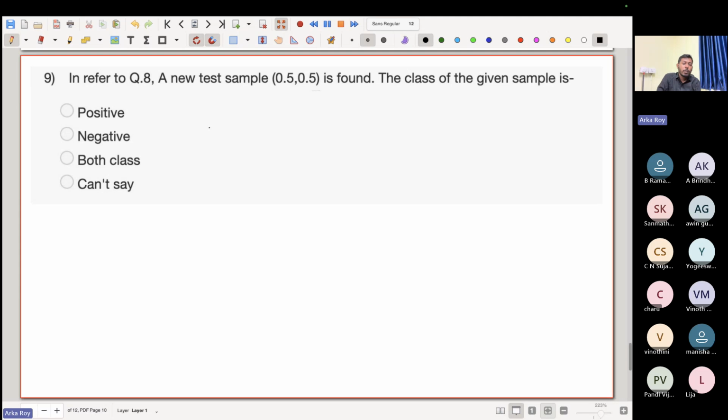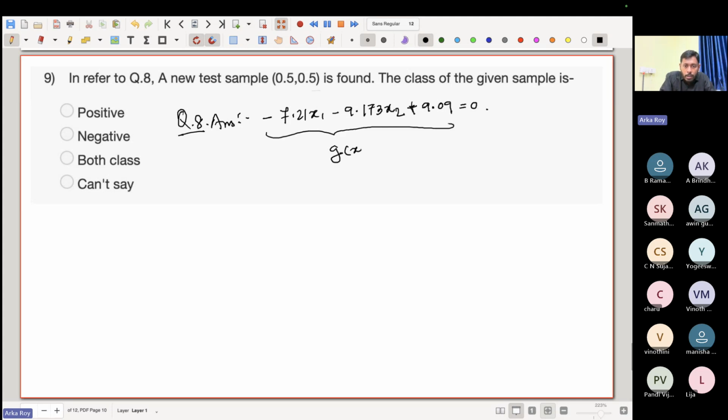To do that, we have to again refer to question 8's answer. The Q8 answer was, let me write the equation: minus 7.21 x1, then minus 9.173 x2 plus 9.09 equals 0. So this is basically your g of x. For the sake of simplicity, I can write g of x1 and x2.